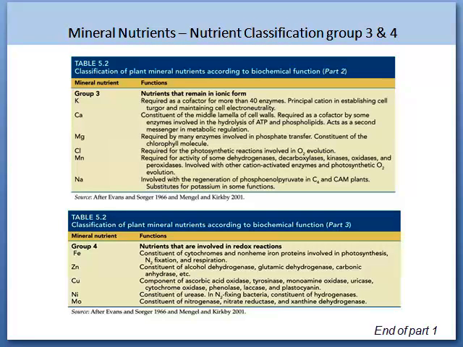Group 3 of this classification are the nutrients that remain in the ionic form in the plant. They have roles such as maintaining cell turgor and cell electroneutrality. Group 4 are involved in redox reactions, such as iron being required in proteins involved in photosynthesis. Please study these tables for more details on these roles. This concludes the end of Part 1, the Mineral Nutrients lecture.